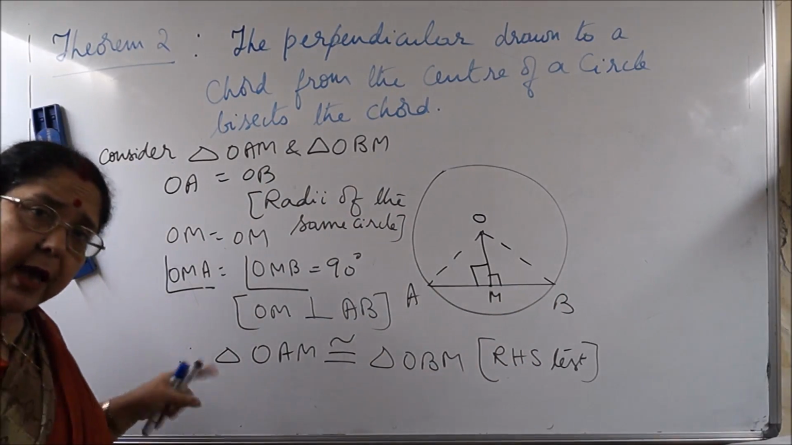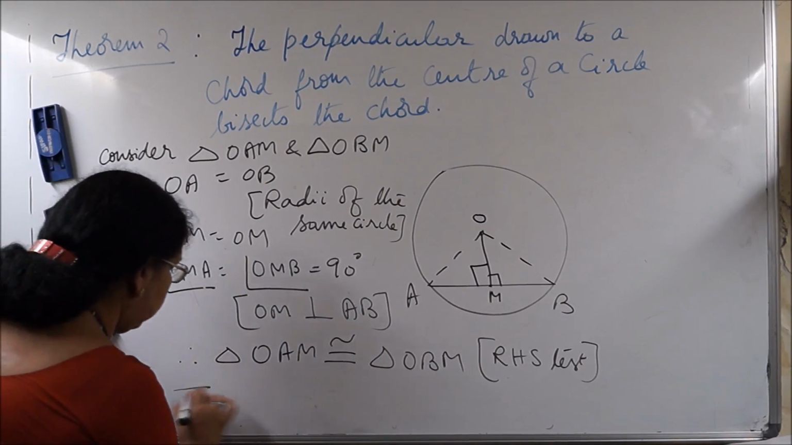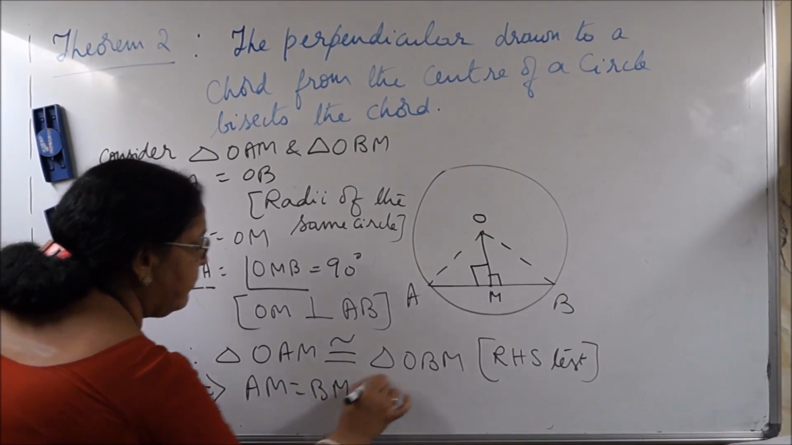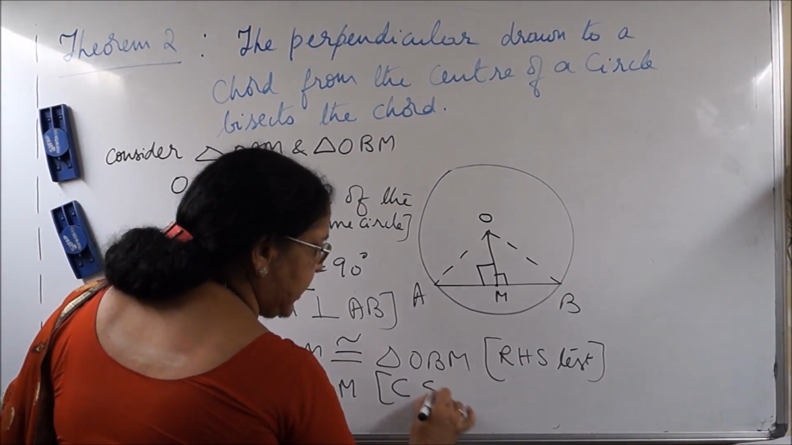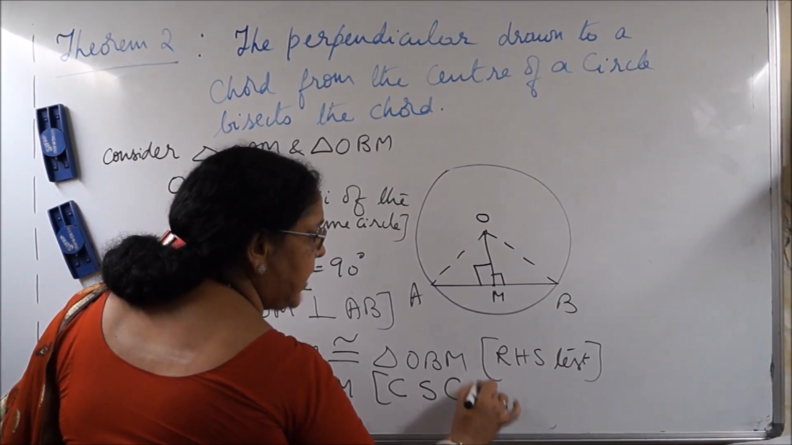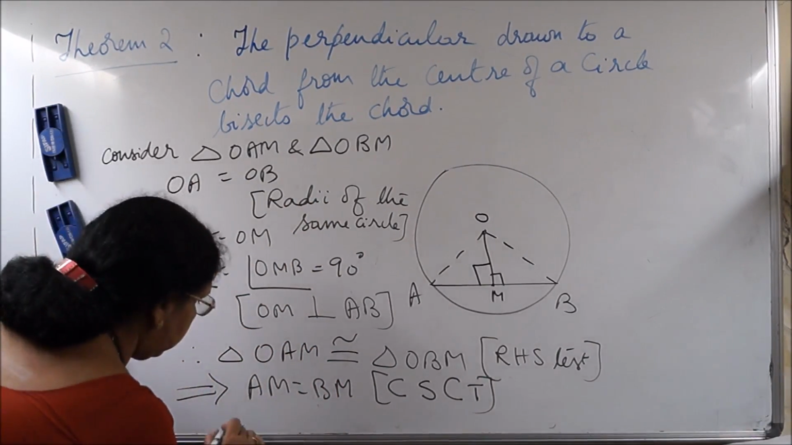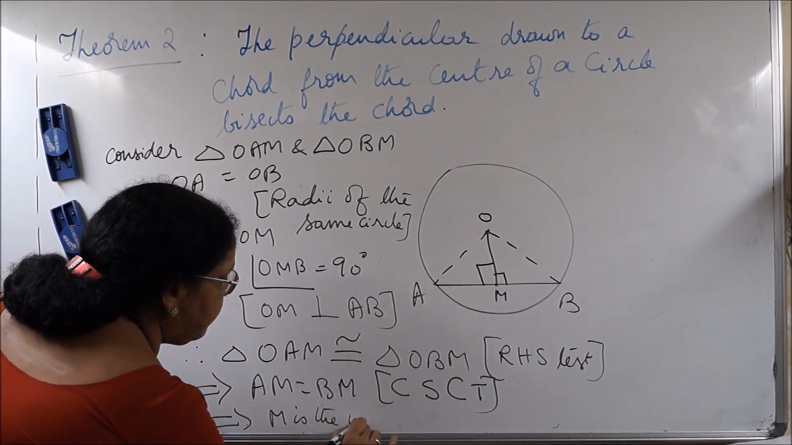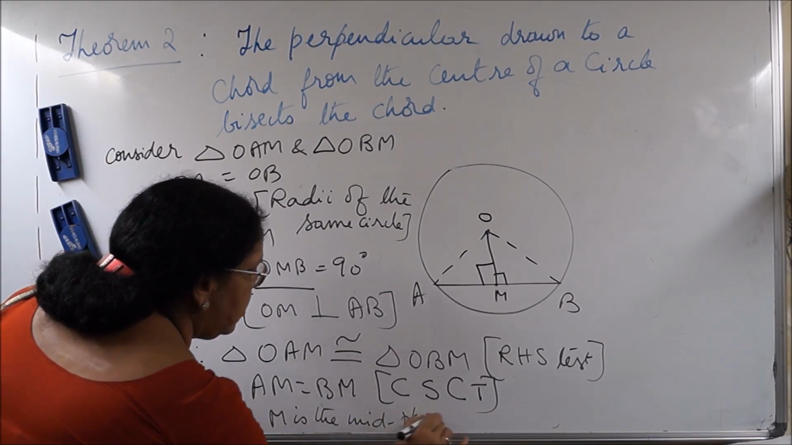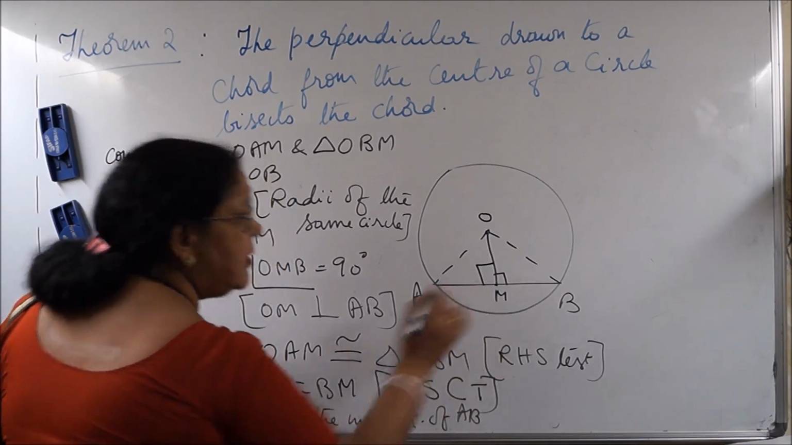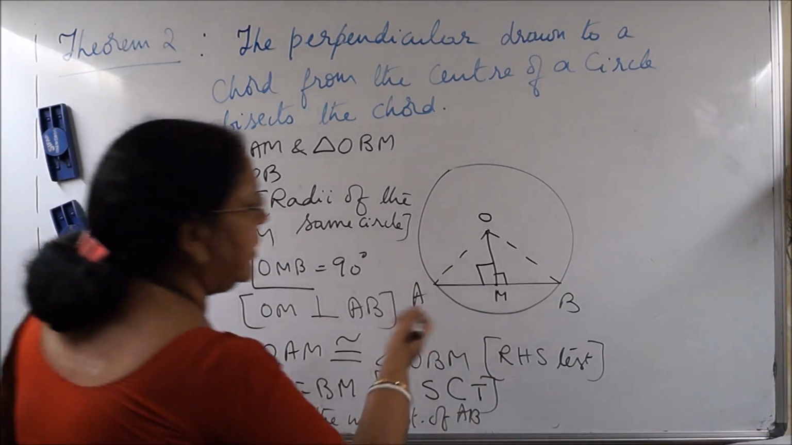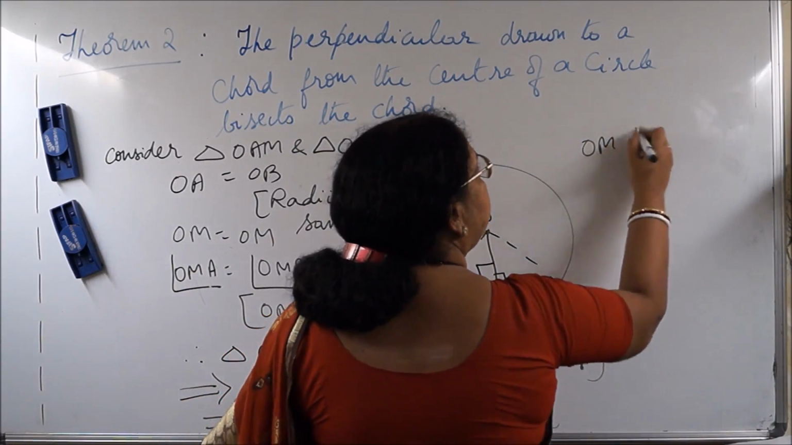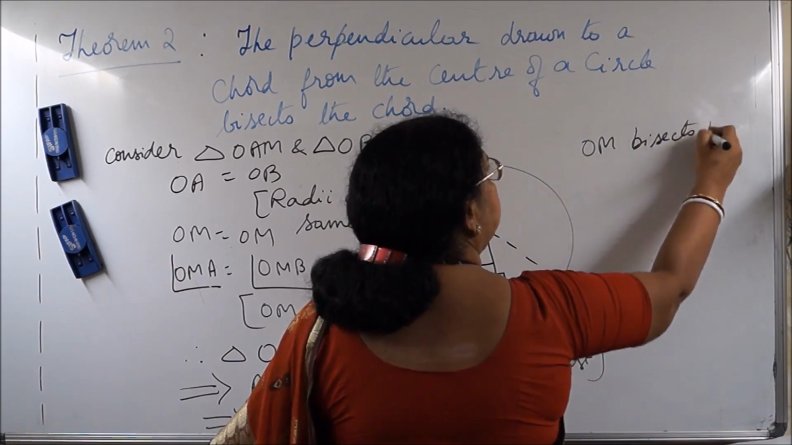Why? Corresponding sides of congruent triangles. So this implies AM is equal to BM. Why? Corresponding sides of congruent triangles. Okay? So implies M is the midpoint of AB. Agreed? So that implies OM is the bisector of AB, or OM bisects AB, isn't it?